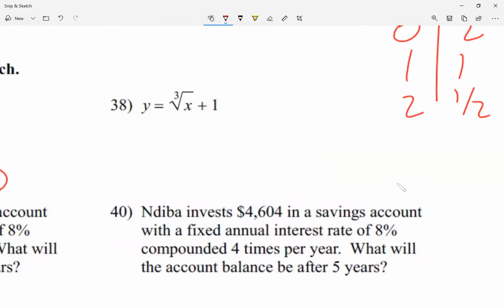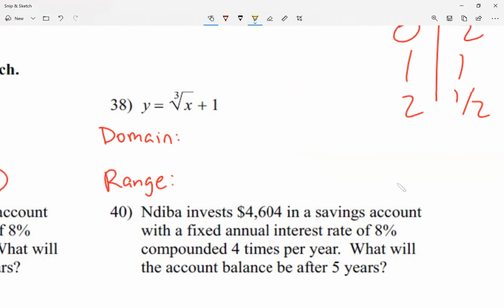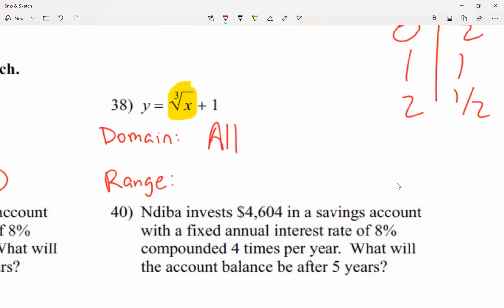Now here, number 38, domain are my possible x values and range are my possible y values. All right, so x, I have the cube root of x. Cube root, I can deal with positives, I can deal with negatives. So x could be any number, but at this point, we only know real numbers. So I'm going to say all real numbers.